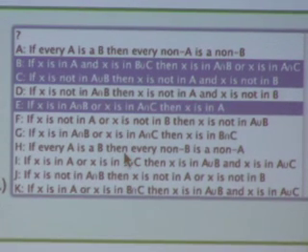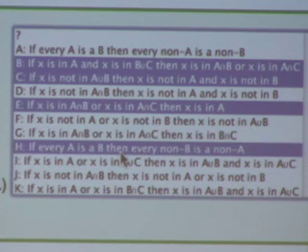So we're going to run out of time momentarily. If X is in A intersect B or X is in A intersect C, then X is in B intersect C. I don't see why it should be. If every A is a B, every non-B is a non-A. Yep, that's true. That's just the reversal of set inclusion under complements.